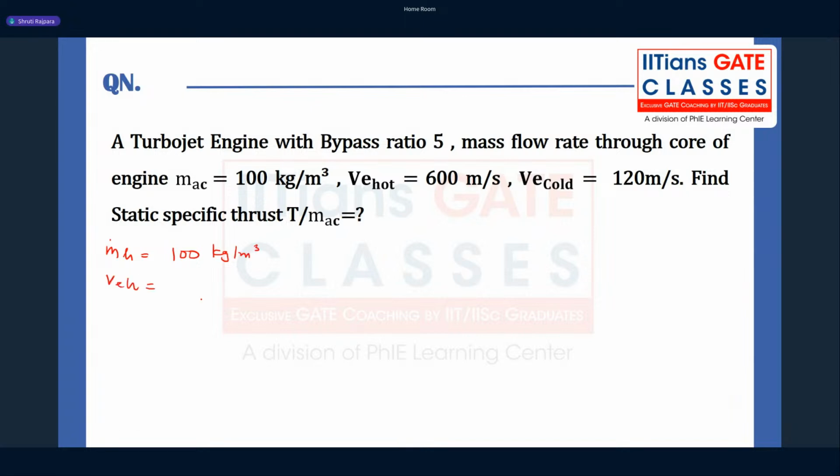Velocity of the hot gases is 600 meters per second. Velocity of the cold mass flow rate is 120 meters per second. And the bypass ratio is given as pi, that can be defined as m dot cold by m dot hot. We have to find out the static specific thrust.